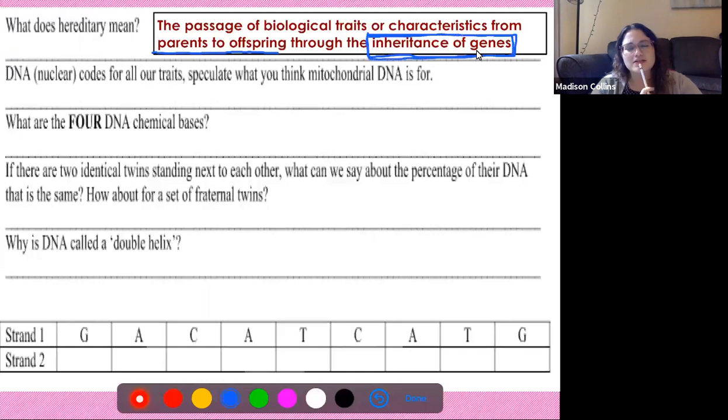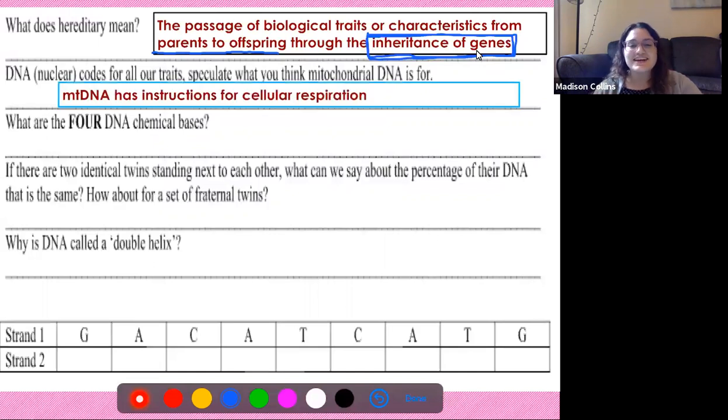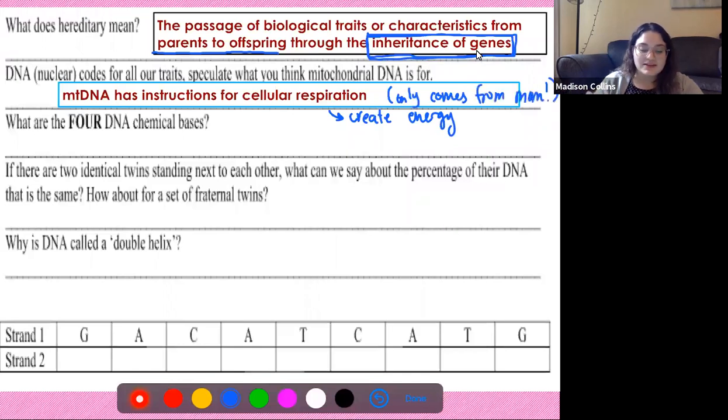Right, number two, DNA, or nuclear DNA specifically, codes for all of our traits, but what do you think mitochondrial DNA is used for? So think about, what do we know about the mitochondria? Hopefully we all remember it's the powerhouse of the cell, meaning it's used to create energy through a process that maybe we remember as cellular respiration. Is that ringing a bell way back from Unit 3? So mitochondrial DNA actually holds the instructions for how our cells undergo cellular respiration to create energy. And remember, this mitochondrial DNA only comes from your mom. Just a little fun fact for you.